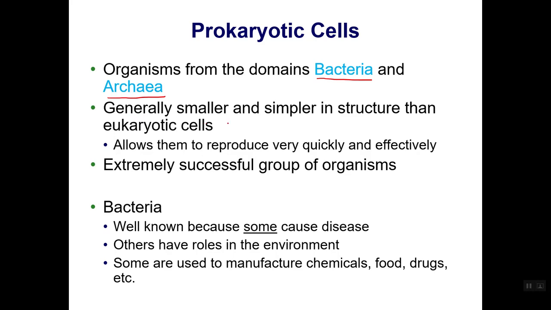Generally, prokaryotic cells are a lot smaller and simpler than eukaryotic cells, and that allows them to reproduce very quickly and effectively, and they're actually an extremely successful group of organisms. There are so many more bacteria in general than there are individuals of other species like animals on the planet, even within you. There are more bacterial cells in your body than there are human cells, cells that are specifically yours. It's kind of crazy.